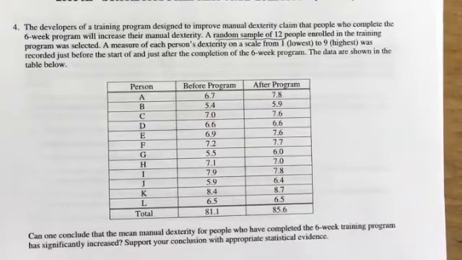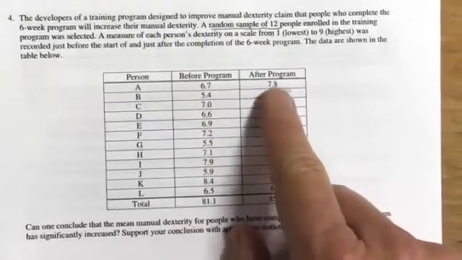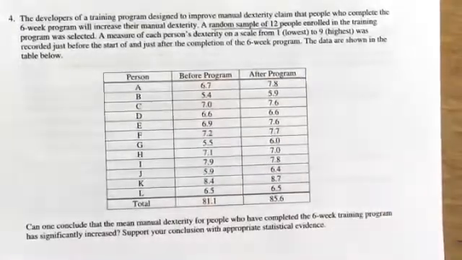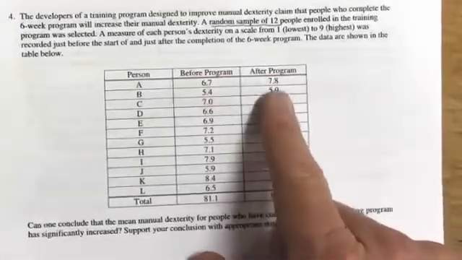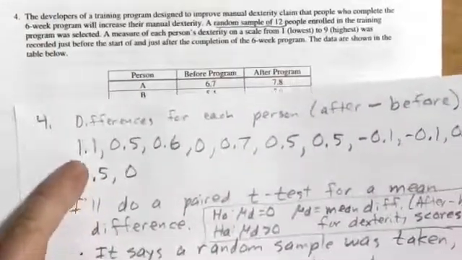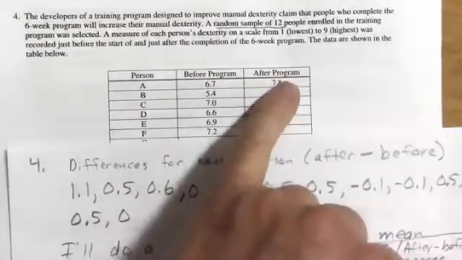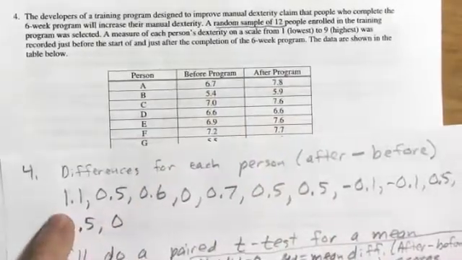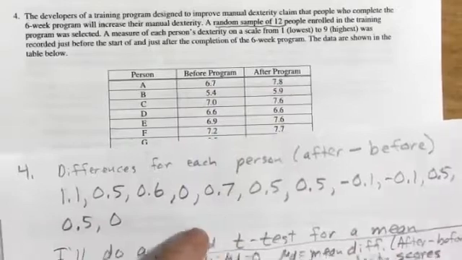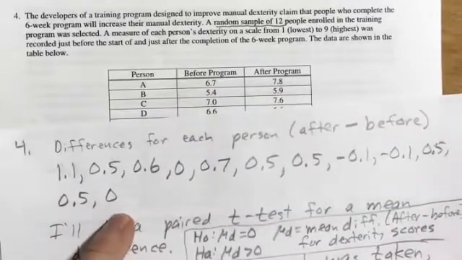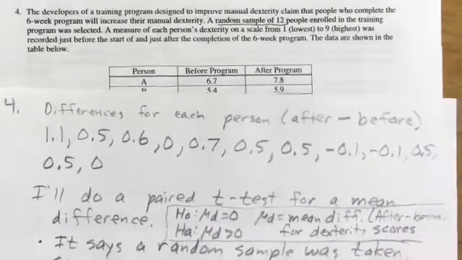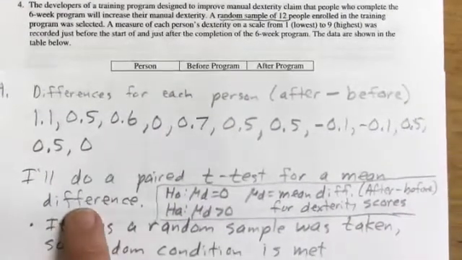And so what we'll do is we'll subtract these numbers, and I'm just going to say after minus before. You could go before minus after. You would reach the same conclusion, but I'm just going to go after minus before. So I subtracted all these numbers, and I got these differences. So that'd be 7.8 minus 6.7 is 1.1, 5.9 minus 5.4 is 0.5, and so forth. And so I found these differences like that. And so then we have to do the THAME acronym to do our test. So this is a paired t-test for a mean difference.